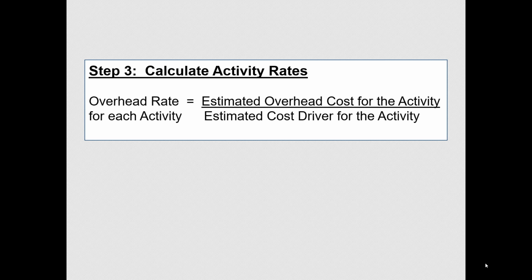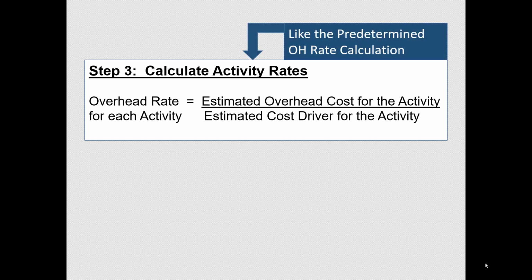In step 3, you'll calculate activity rates. So in the previous step 2, we would have a purchasing activity rate, a setup activity rate, a processing activity rate, an inspection activity rate, etc. And we would calculate this by taking the estimated overhead cost for the activity. So you might add up all setup costs, and you might divide by number of batches. Note that this is really nothing new. This is very much like the predetermined overhead rate calculation, except now it will focus on a specific activity and the related cost.